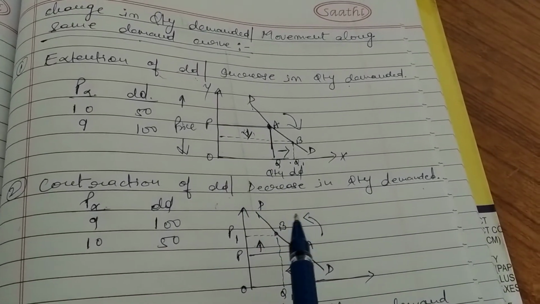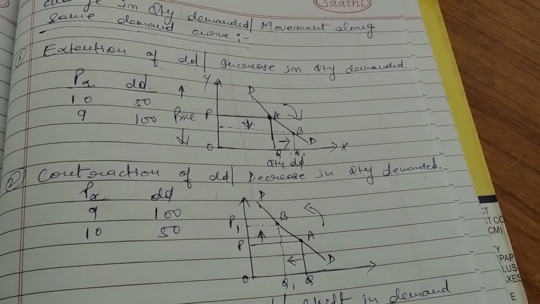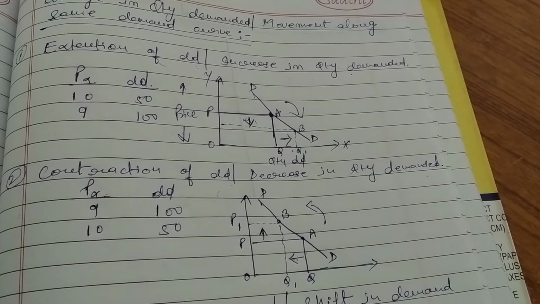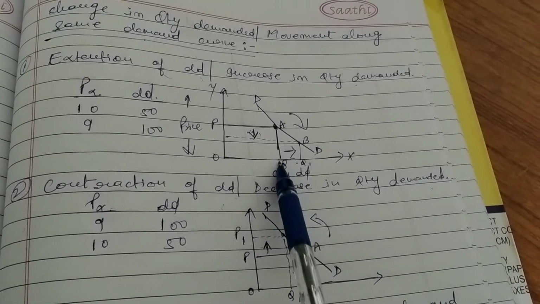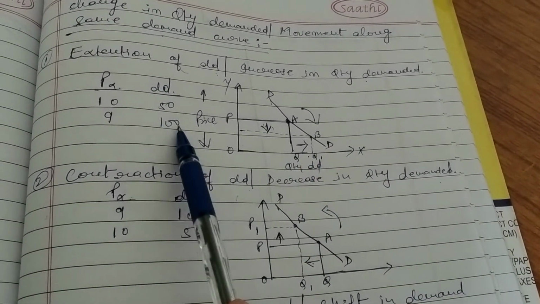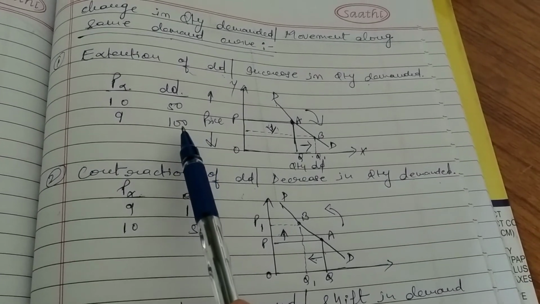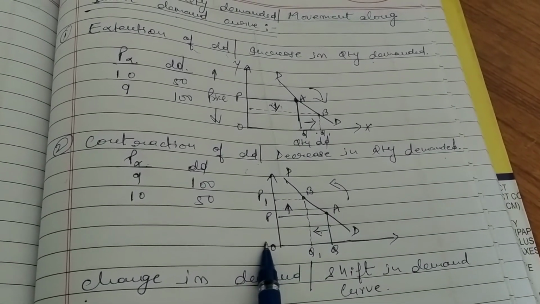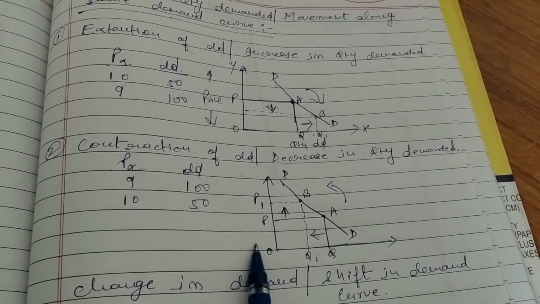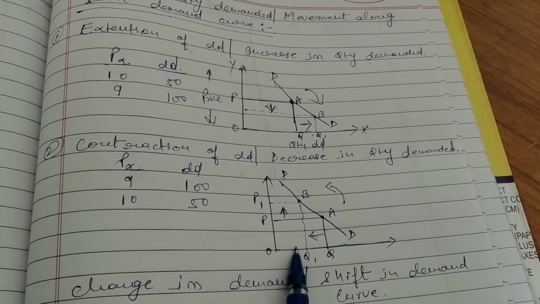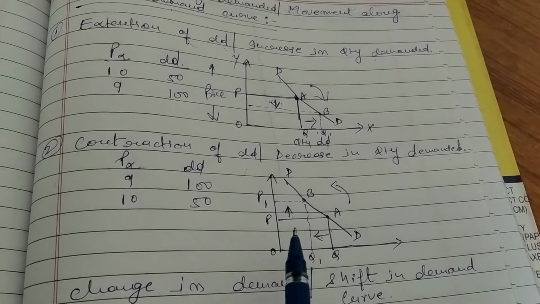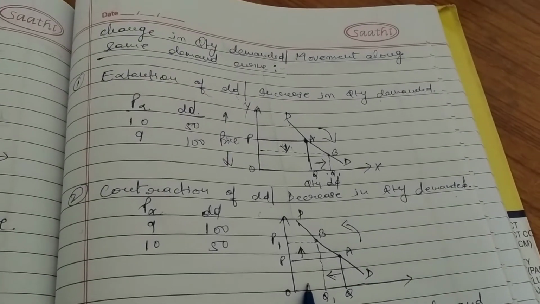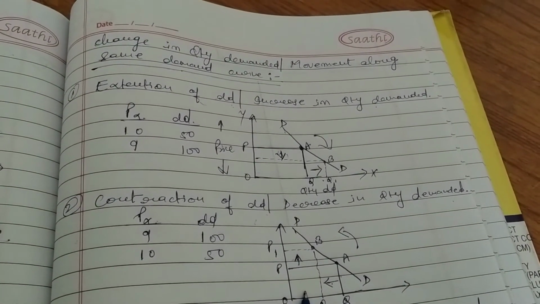Downward movement indicates extension of demand, which is also known as increase in quantity demanded. So, quantity demanded expands when there is a fall in price. This you can explain with the help of table and diagram both. And quantity demanded contracts when there is a rise in price. And here there is an upward movement along the same demand curve. Contraction of demand is also known as decrease in quantity demanded.